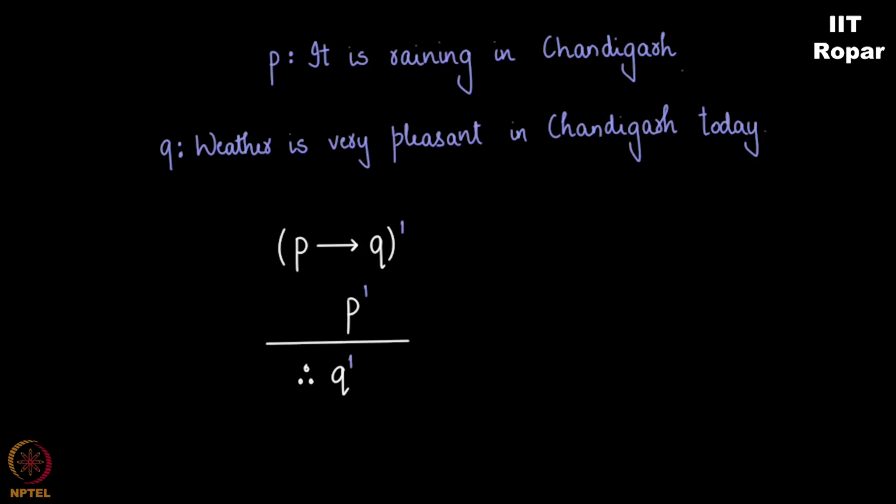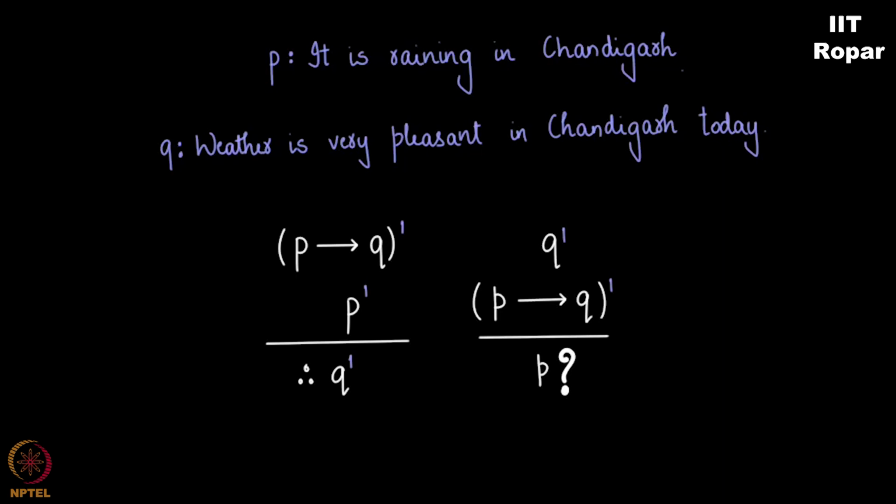Now, let us dissect this more. On some given day, you go and you observe that Q is true. And we all know that P implies Q is true. Q is true means weather is good in Chandigarh today. And P implies Q means when it rains in Chandigarh, the weather becomes pleasant in Chandigarh. Q, P implies Q. Can you conclude that P is true here?